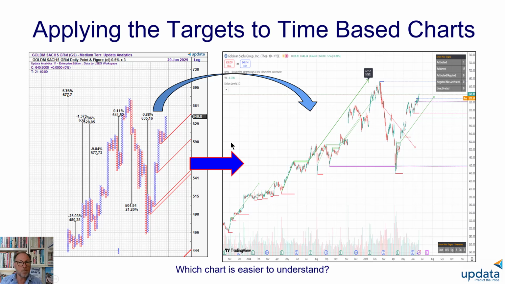So what we did was we took these price targets that you would get on a point and figure chart and put them onto time-based charts, so that we could actually imagine where the price is going by looking at a candlestick chart or a typical time-based chart. You could start to use these targets to get a feel for where they are actually pointing to on a chart that you're likely to use, rather than flipping to a chart that you're not familiar with.